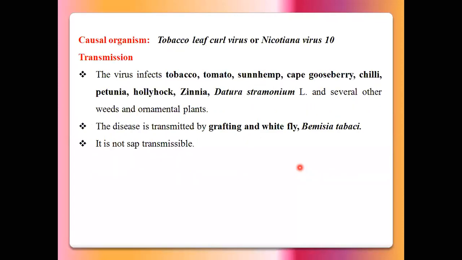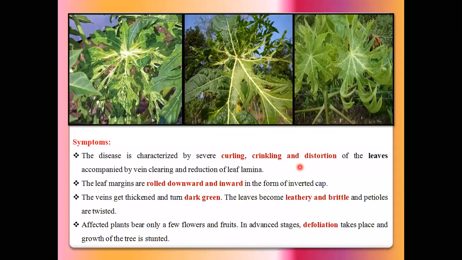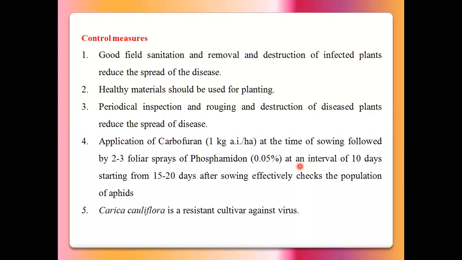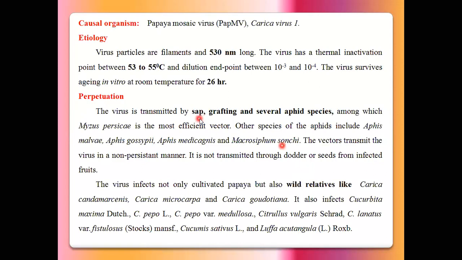The mosaic virus is generally transmitted through aphid species. Aphid is the insect vector that transmits the mosaic disease from one plant to another. Sap and grafting materials also transmit the virus from one plant to another. Regarding leaf curl disease, the whitefly Bemisia tabaci is the insect responsible for transmitting the disease. And for ring spot virus, aphid species majorly play the role of transmitting the disease.